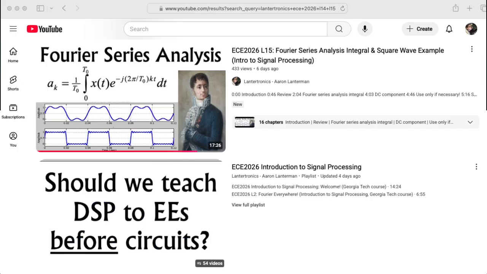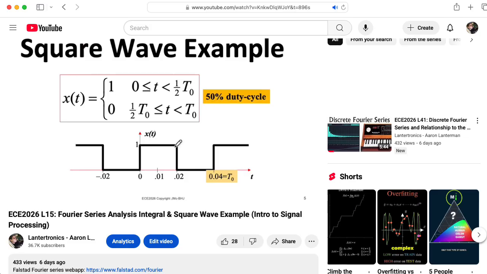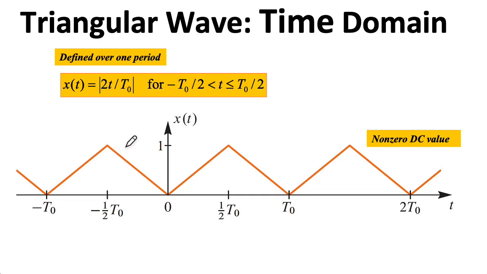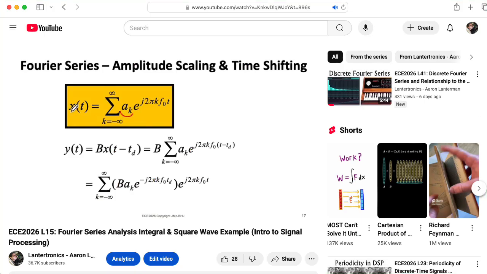In the last lecture of ECE2026, Introduction to Signal Processing, we computed the Fourier series coefficients for a square wave. In this lecture, we'll do the same for a triangle wave. We'll compute a triangle wave defined like this. Once we compute the Fourier series coefficients, we can compute the Fourier series coefficients for a triangle wave centered at a different point, perhaps like this, by using the time shift property we talked about in the previous lecture.